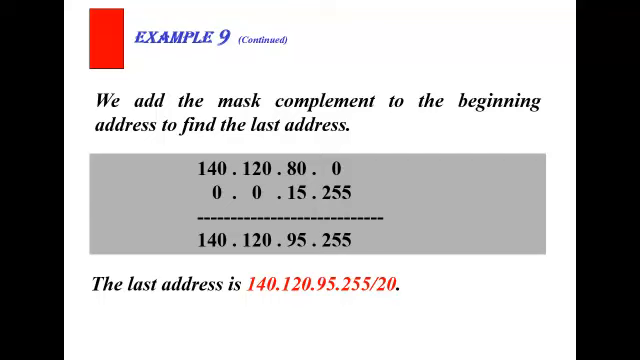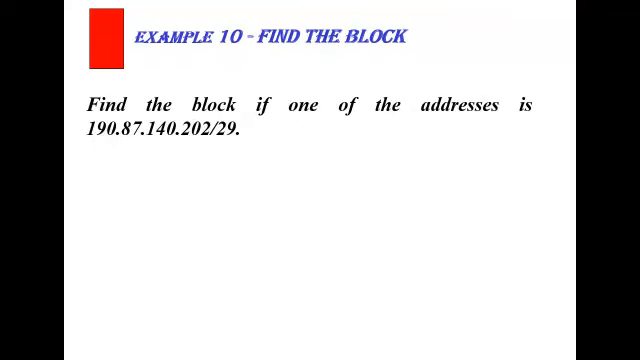Put all the ones and then remaining will be 0. Then complement it and convert it into binary, and add the resultant value into the first address of a block. So in this way, you can easily find out the last address in a given block. Now find the block if one of the addresses is this.